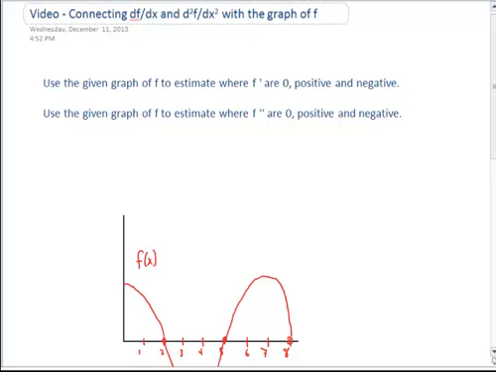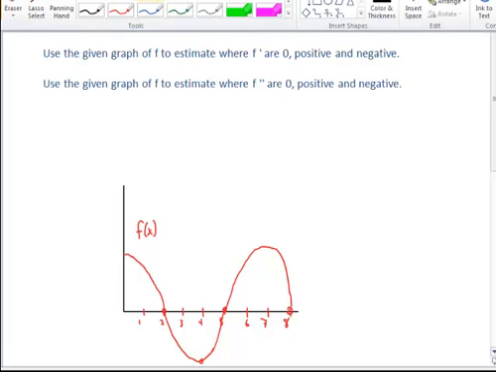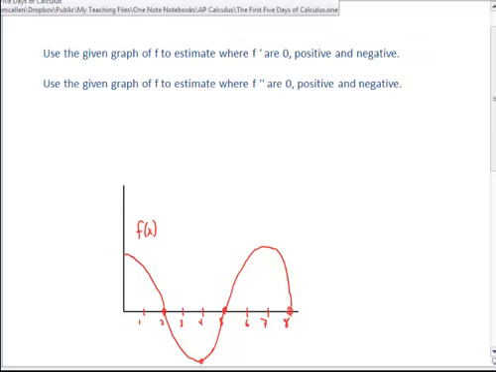Alright, so when we look at the function, I just drew a random sketch on a domain from 0 to 8, and we want to just work with the derivative, finding where it's 0, positive, and negative. And this is something that we should, at this point in our calculus curriculum, have a generally good idea of how to do.